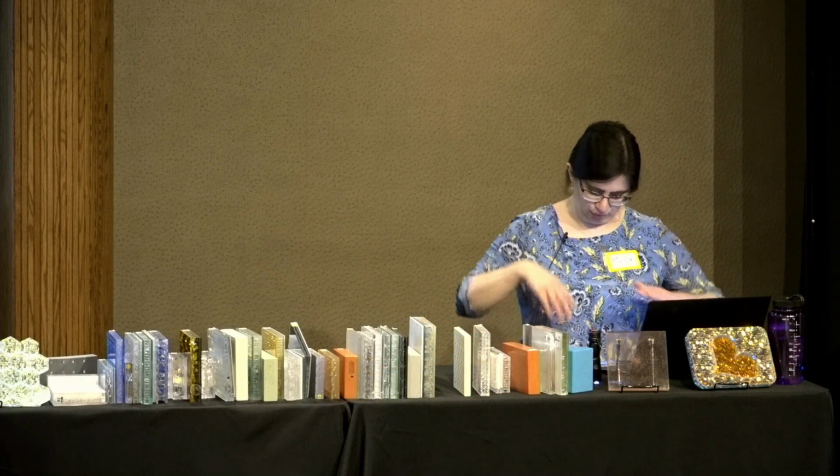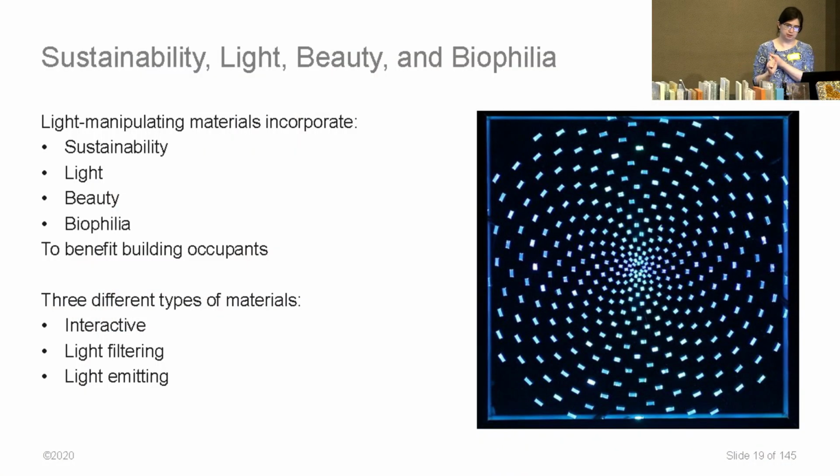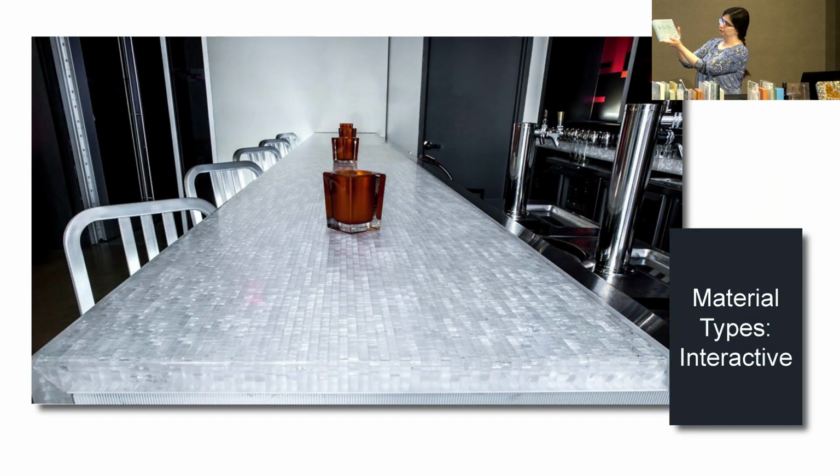So we will go through the course, talk about all these different elements, sustainability, beauty, light, and biophilic design, and how that benefits occupants of their environments. We'll start off by talking about the different types of materials, and by type, what I mean is what they do with light, how they manipulate it. First type is our interactive materials.